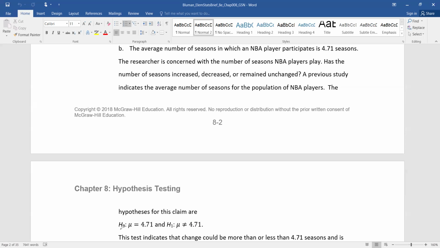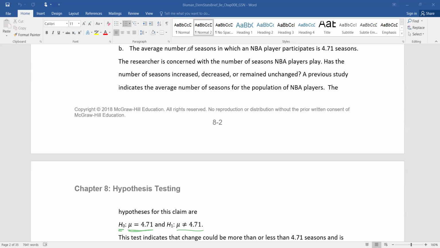We'll kind of go through this all together. But we see that the null hypothesis is stating that the mean is equal. And the alternate hypothesis is stating that it's not equal to, because this is really what we're looking at. We're stating that the average number of seasons in which an NBA player participates is 4.71. That is really what we're looking at. So this would actually be our claim. And then this would be the one that we're testing.